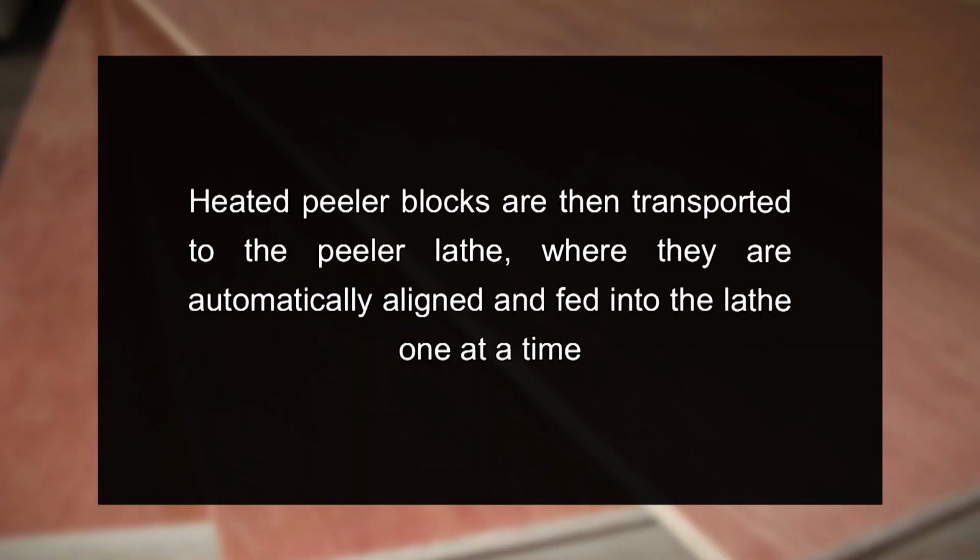Dear students, let's now talk about another step, that is making the veneer. Before the veneer can be cut, the peeler blocks must be heated and soaked to soften the wood. The blocks may be steamed or immersed in hot water. This process takes 12 to 14 hours depending on the type of wood, the diameter of the block and other factors. The heated peeler blocks are then transported to the peeler lathe, where they are automatically aligned and fed into the lathe one at a time.